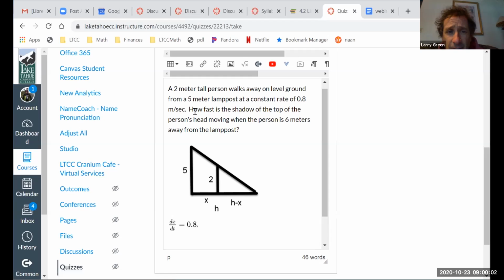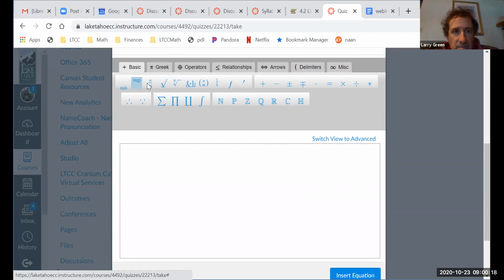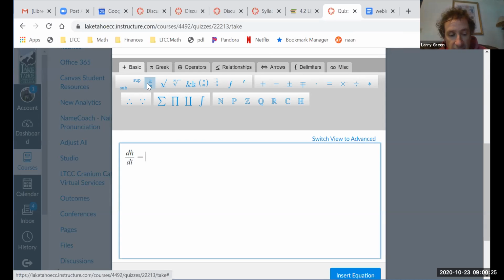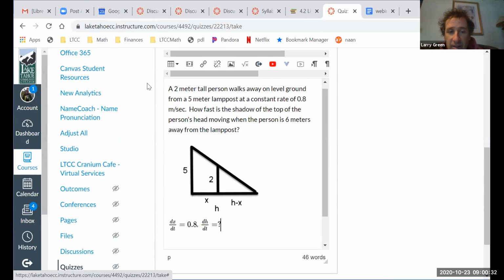We want to know how fast the shadow of the top of the person's head is moving. That is going to be the change in h over the change in time. So I like to type in dh over dt equals question mark, because that's the question. If you don't know what the question is, it's very hard to find the answer. Any questions so far?